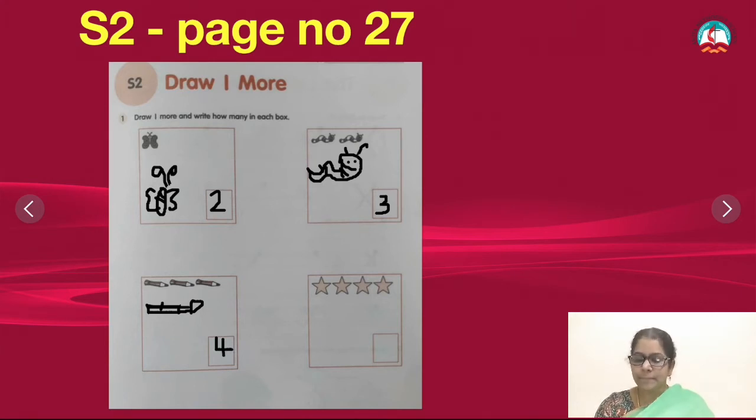Now next picture, stars. First count how many stars are here. 1, 2, 3, 4. Now I am going to draw one more star picture. Okay. Now count and see, children. 1, 2, 3, 4, 5. How many stars are here? 5 stars. Now I am writing 5 in the box. Okay, children?